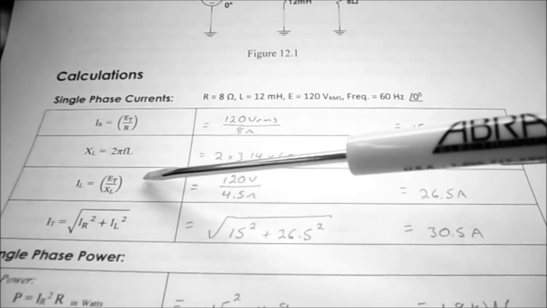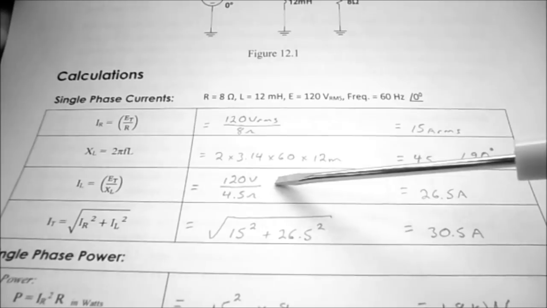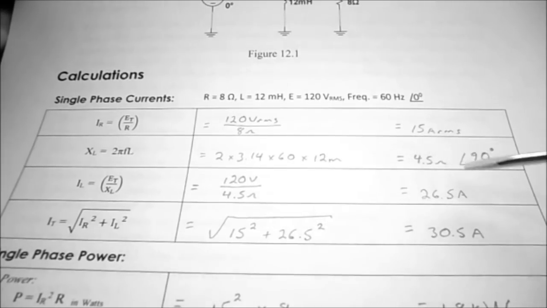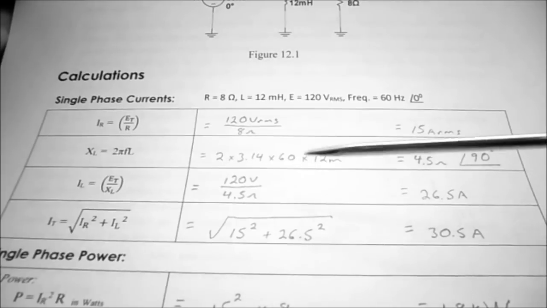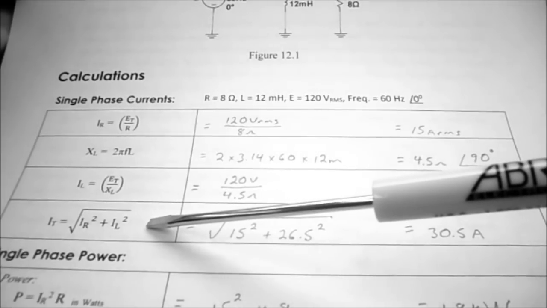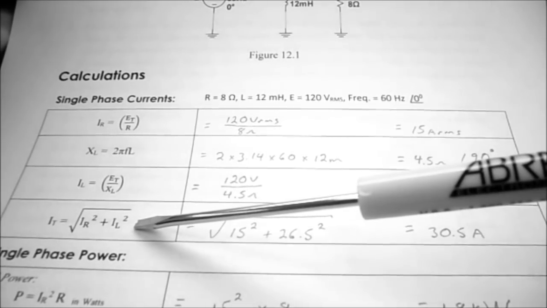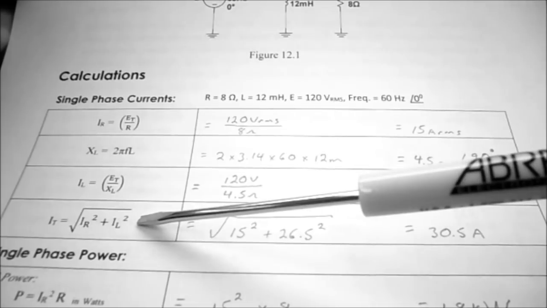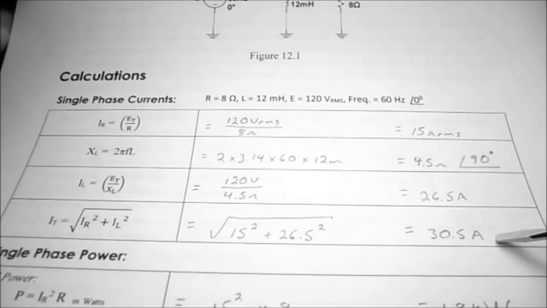IL is ET over XL. So that's 120 volts divided by 4.5 ohms. So that works out to 26.5 amps. And IT, remember, we're doing the rectangular type calculation using Pythagorean's theorem here. So that's the square root of IR squared plus IL squared. And that works out to 30.5 amps.